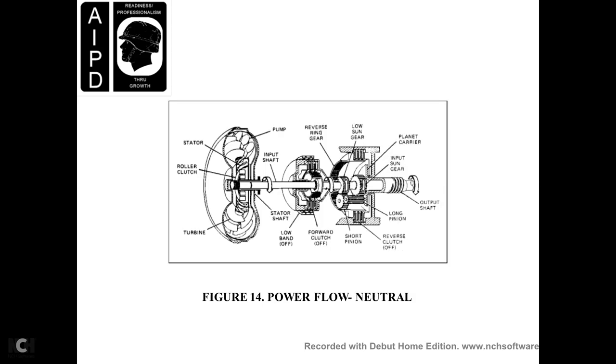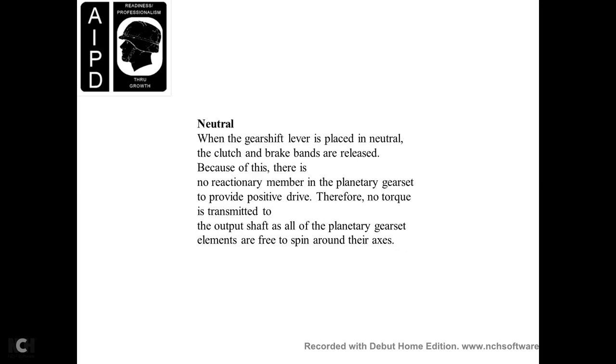Alright, figure 14, power flow, neutral: stator roller clutch, turbine, pump, input shaft, stator shaft, low band off, forward clutch off, the reverse ring, low sun gear, short pinion, reverse clutch off, planetary carrier, input shaft gear, long pinion, and output shaft. Alright, neutral.